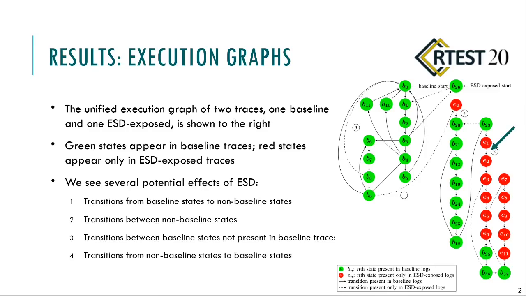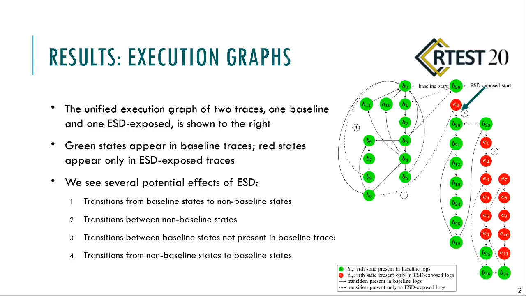We also see transitions between non-baseline states, and furthermore, transitions between baseline states that are not present in baseline traces. So while both these states appear in a baseline trace somewhere, we haven't observed them consecutively in baseline traces. So this may be a case of a bit being flipped, but it's flipped to another valid value, or maybe we're taking a different path through the control. Maybe an if statement gets taken that's different, or something along those lines, through the driver.